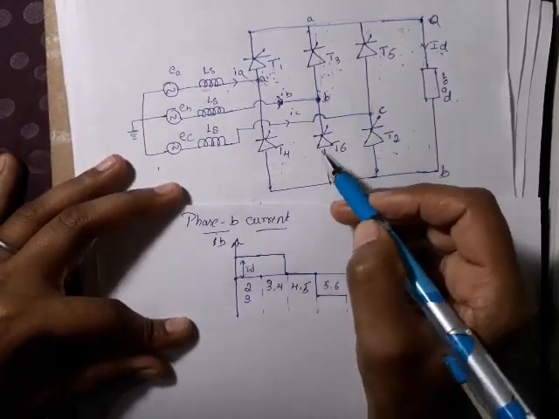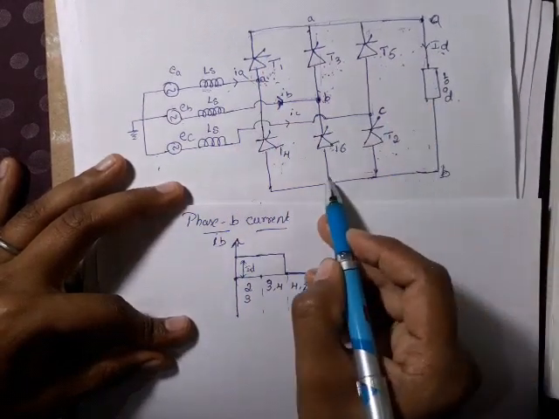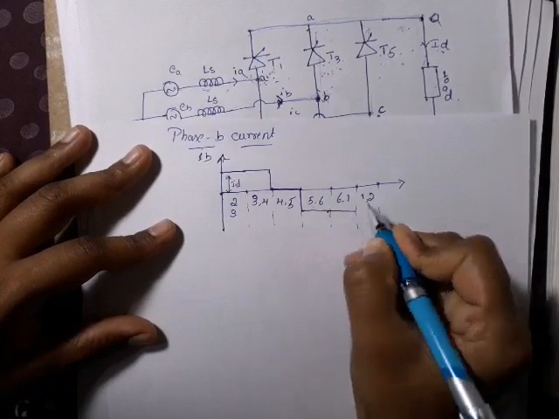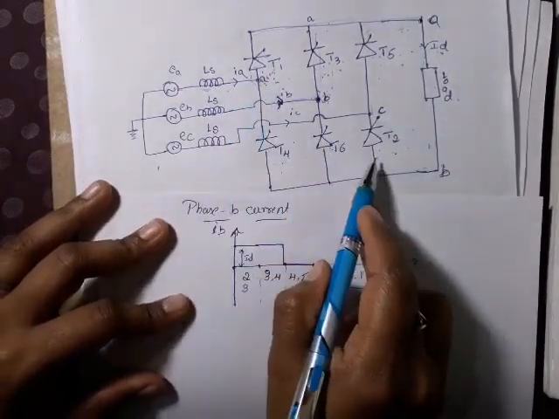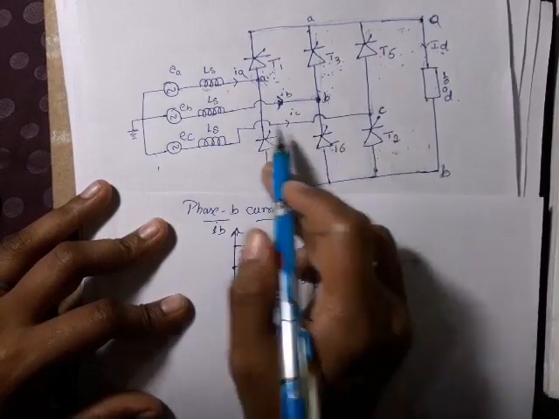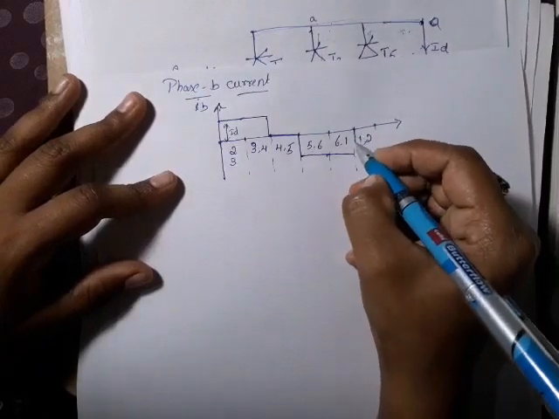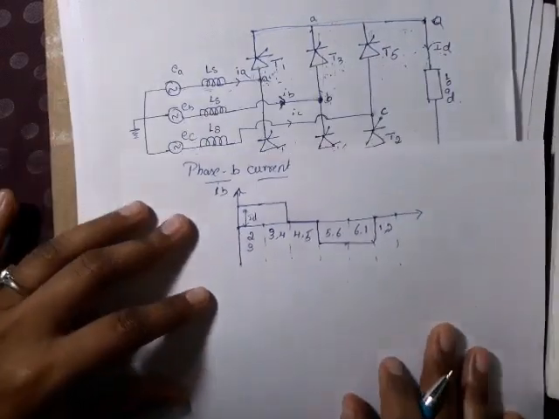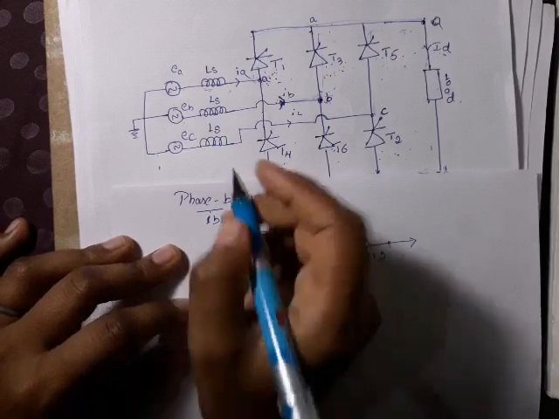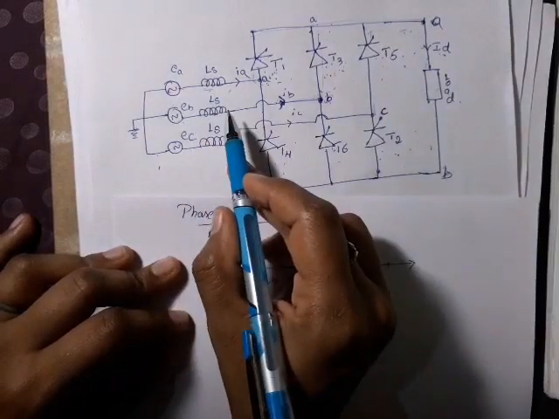When 6 and 1 are conducting, 6 is here, 1 is here, the current path is this one. Again IB is negative, opposite to ID. When 1 and 2 are conducting, the current direction is this one. 3 is not conducting, 6 is not conducting. IB is totally open circuit, so the current becomes 0. We have written the phase current for the AC source. So this is the source current IB. This is the DC side, this is the AC side.